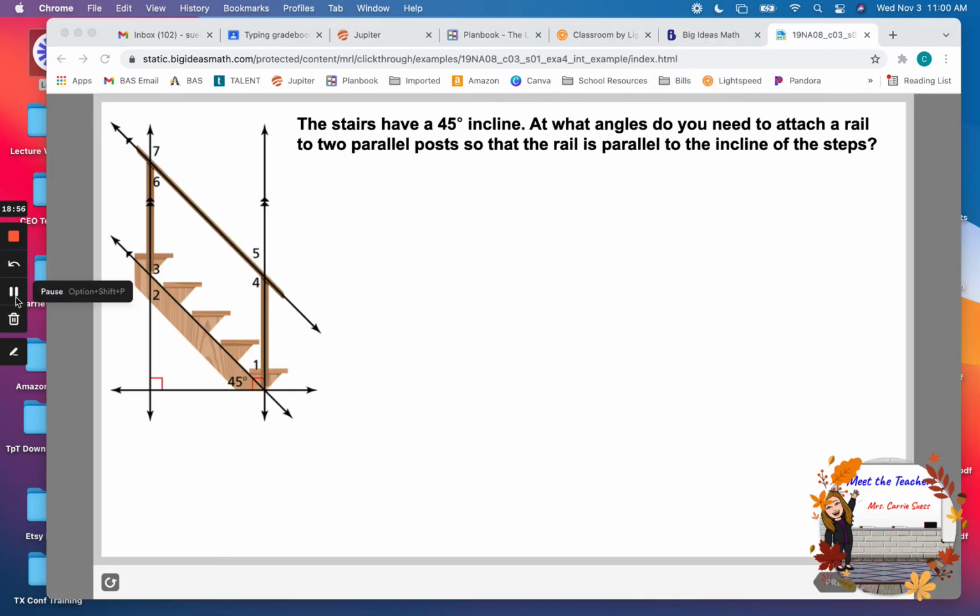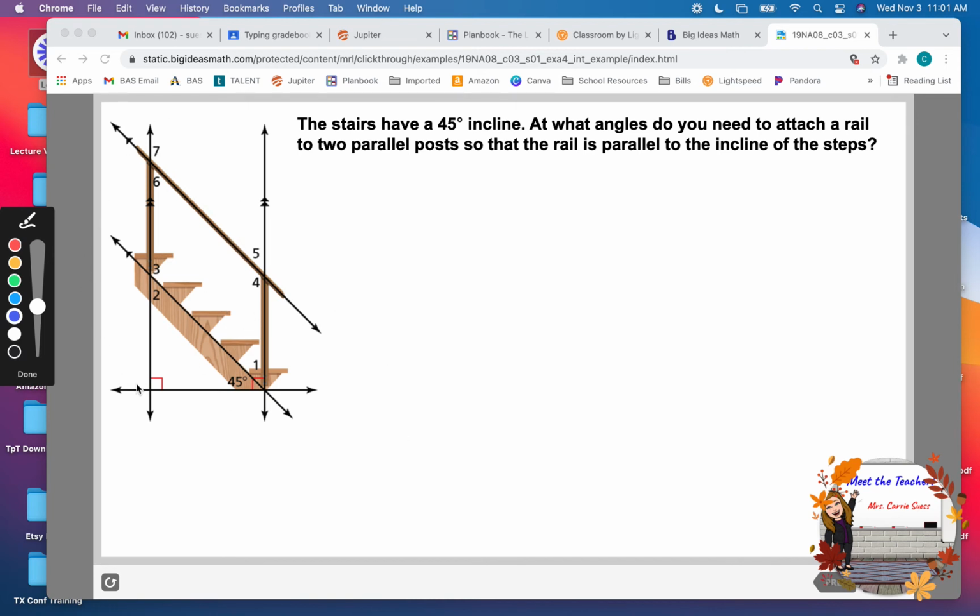All right, example 4. The stairs have a 45-degree incline. Right here, 45-degree angle. That's what that means. At what angles do you need to attach a rail to do parallel posts so the rail is parallel to the incline of the steps? Hey, this is actual math that construction people use. Shocking. All right, so let's look at this.